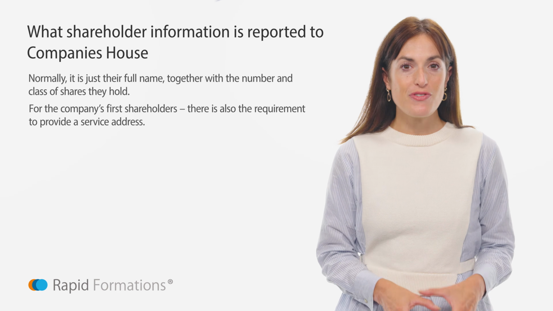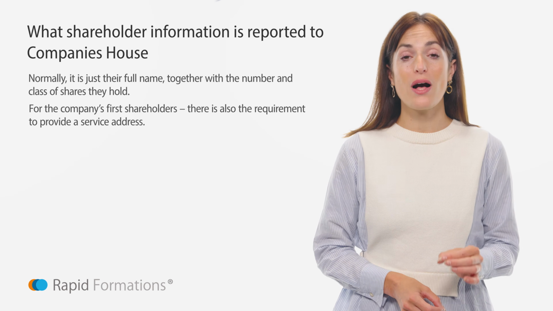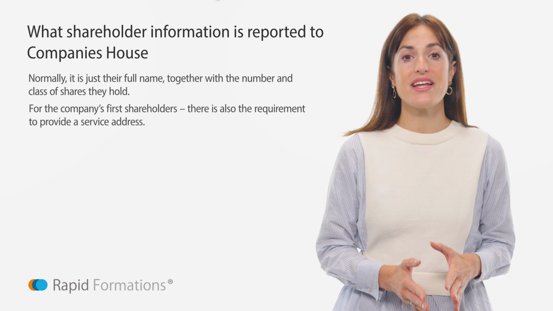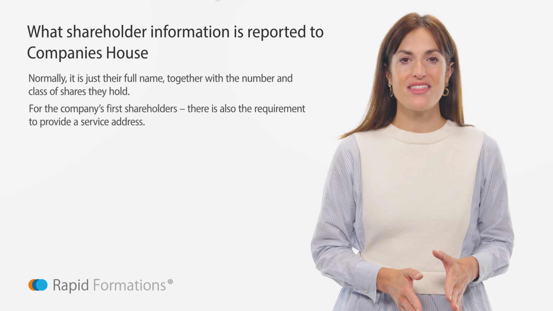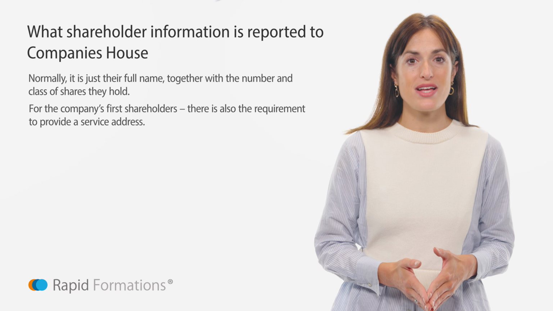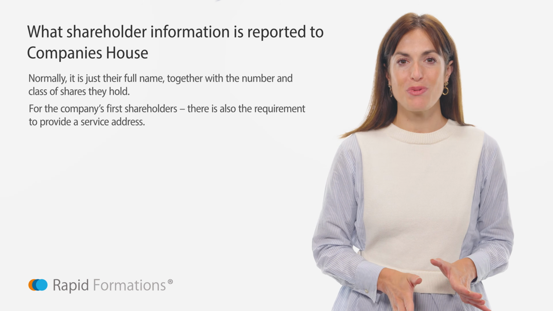For the company's first shareholders, that is, the ones who were listed as shareholders on the company's incorporation documents, there is also the requirement to provide a service address. However, this is the only time any shareholder is required to provide an address to Companies House. All shareholders afterwards do not need to provide an address.